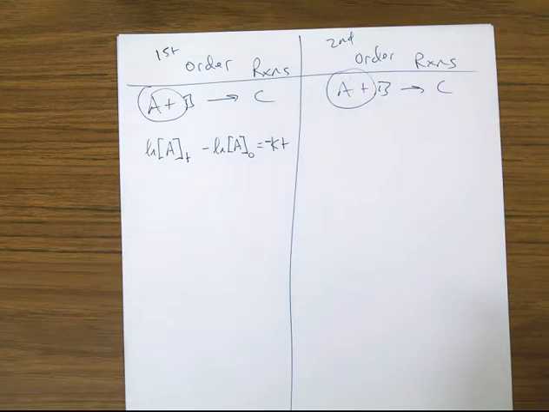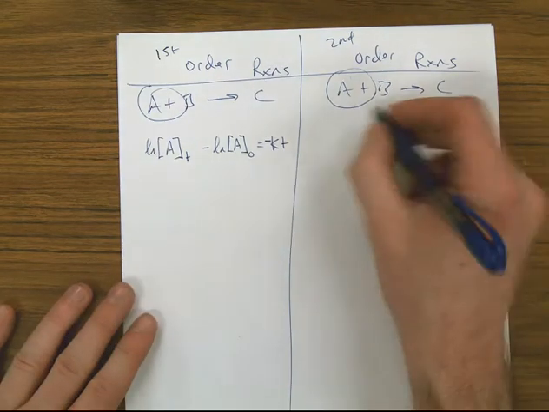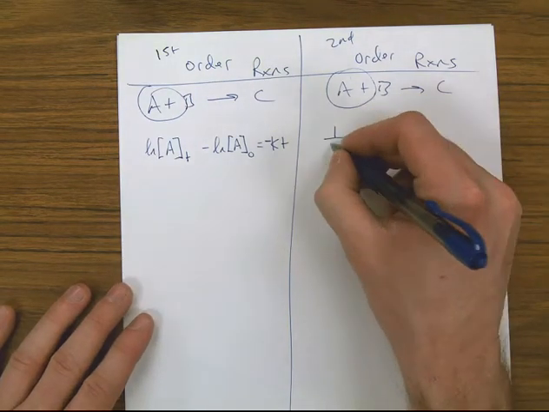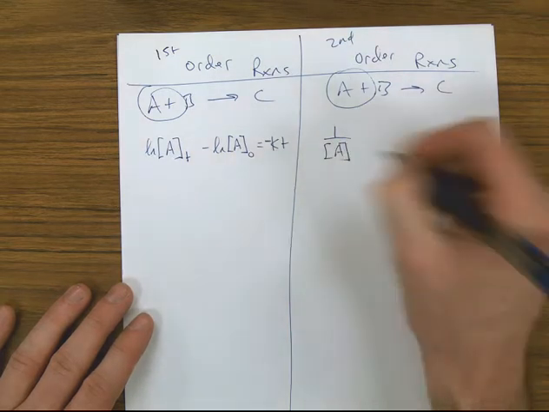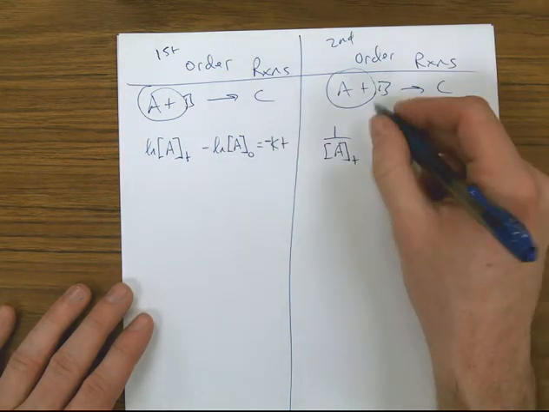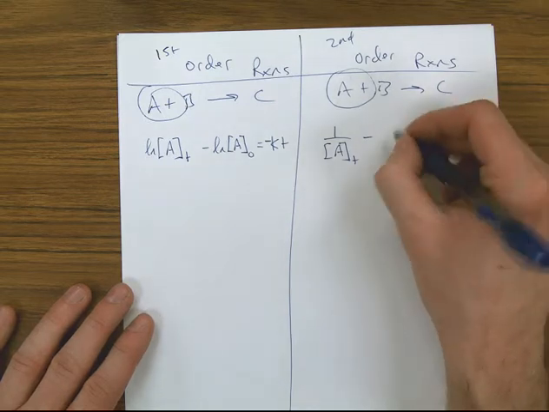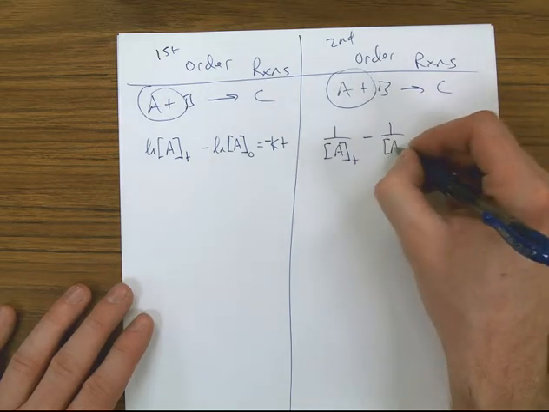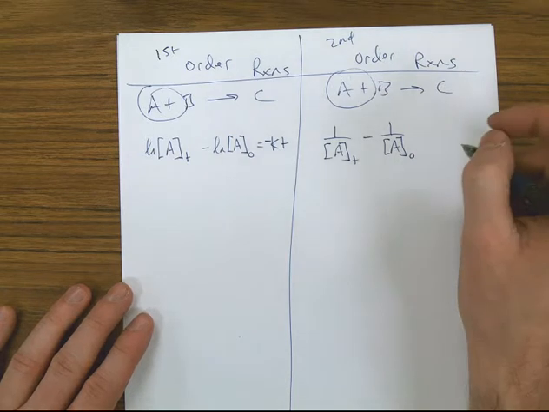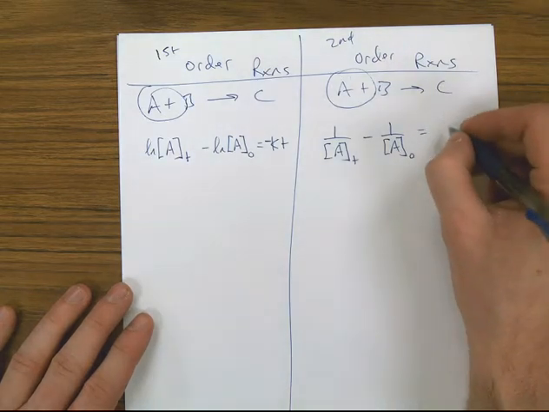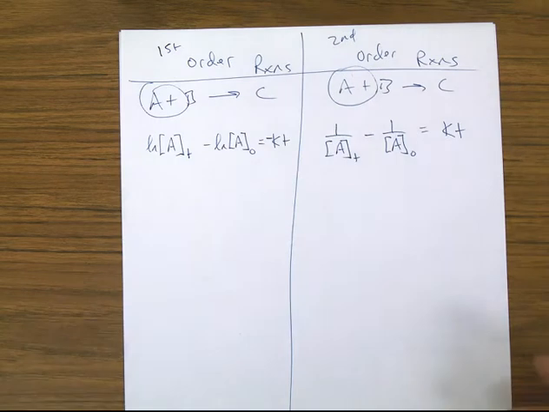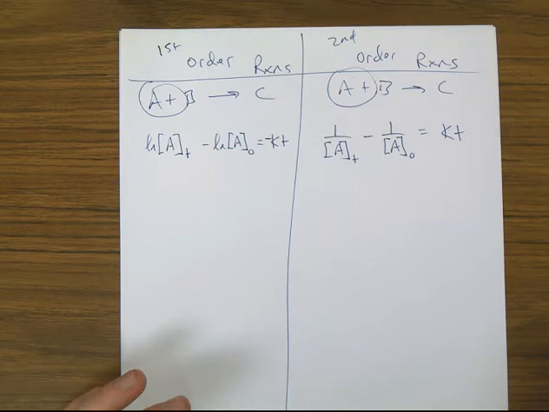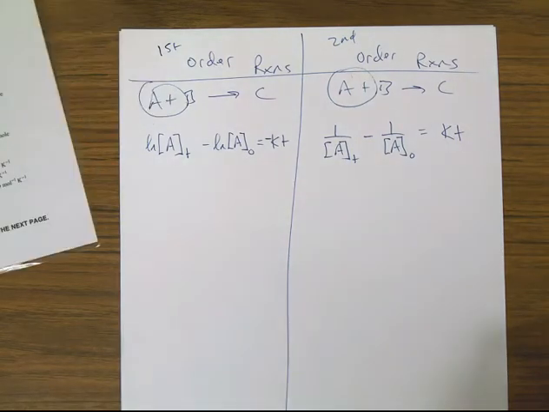I'm copying it directly from the equation sheet. For second order reactions, it's 1 over the concentration of A at time t minus 1 over the concentration of A at the starting point of your reaction equal to kt. Both of these will be provided for you on the equation sheet for your test, so you don't really need to worry about memorizing them, as opposed to what you did for the rate law and the previous equations that we were using in this class.